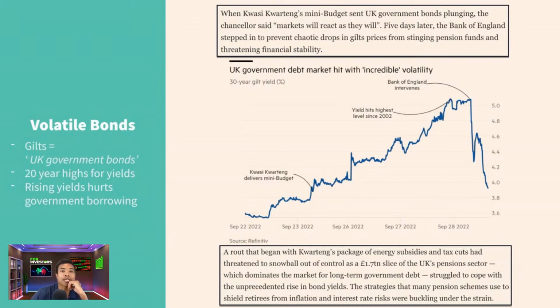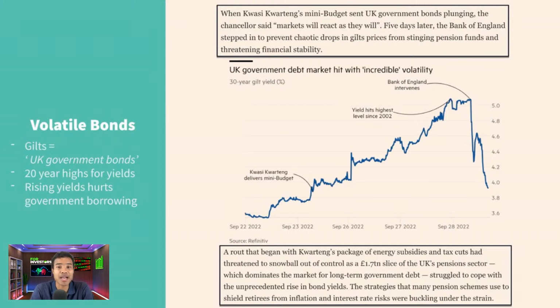In terms of what happened here, as we can see, the UK government bonds plunged. The Chancellor said markets will react as they will. So essentially, the government's saying we are going to make the decisions here and not allow ourselves to bend to the decision or the mechanisms and movement of the markets. But then 5 days later, the Bank of England stepped in to prevent the chaotic drops in bond prices from stinging the pension funds and threatening financial stability. And we'll talk about how that happened and why that played out. But a rout that began with the package of energy subsidies, with the tax cuts, had threatened to snowball out of control with a £1.7 trillion slice of the UK pension sector.